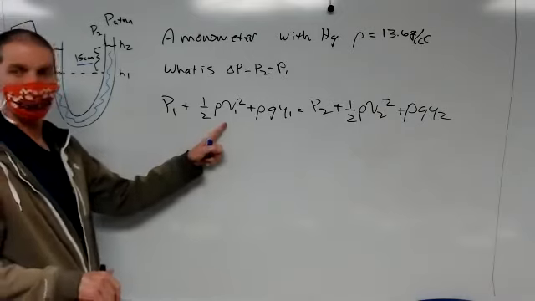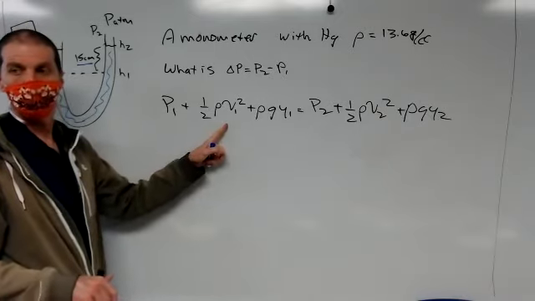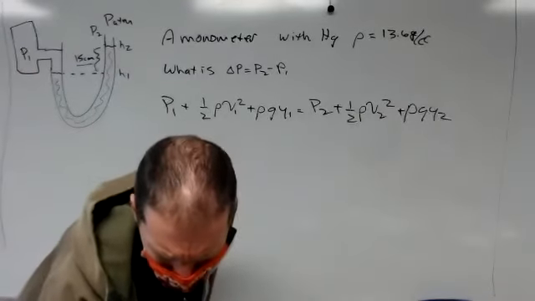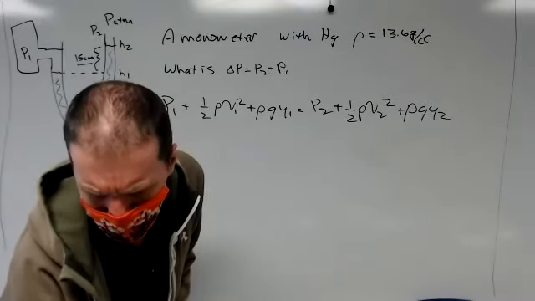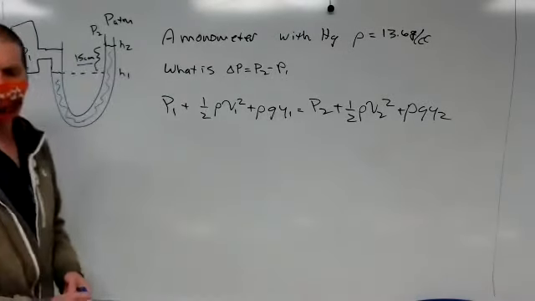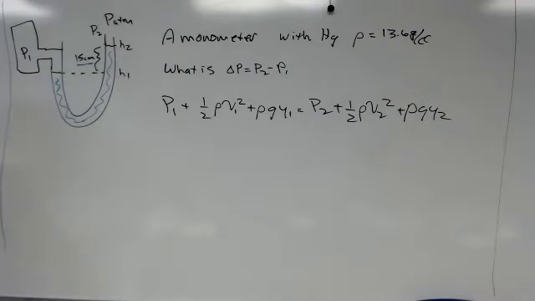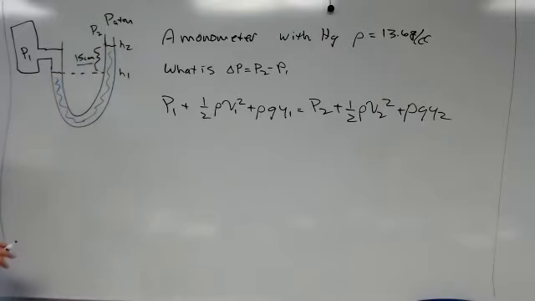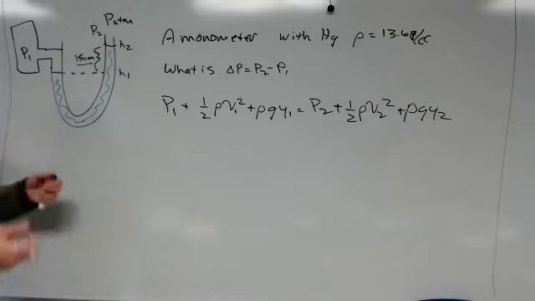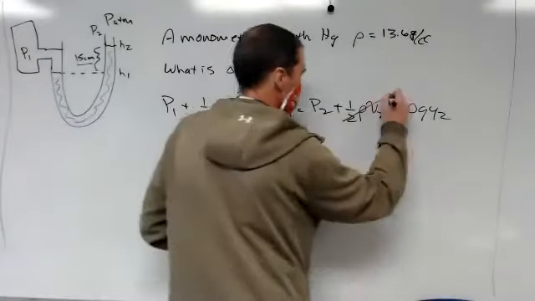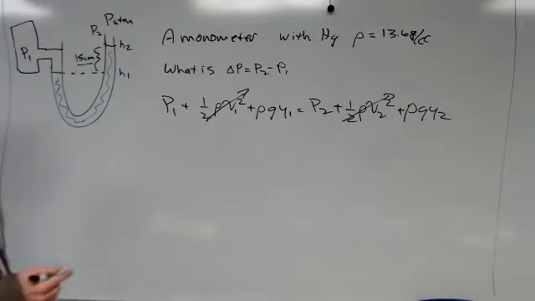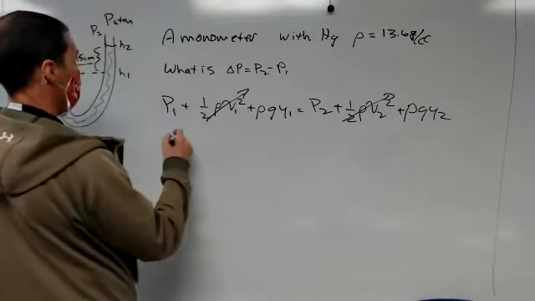So what are the velocities? You guys on Zoom can answer too. What's the velocity of the mercury at the top here and at the top here? Zero. Yes, it's just sitting there. So in this problem, I can just drop out these two terms. It's a static problem. And now I'm looking for P2 minus P1, right?